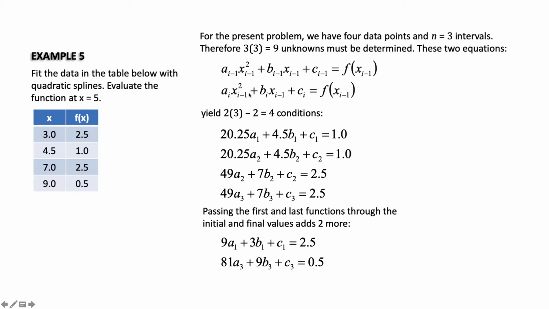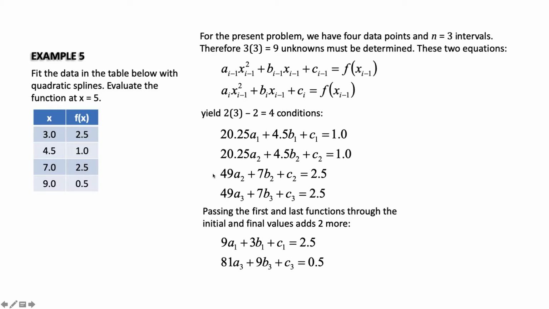Also, you have 20.25 here for a2. You have 4.5 here for b2. And then at f of 4.5, we have 1. So we have 1 here and 1 here as well.